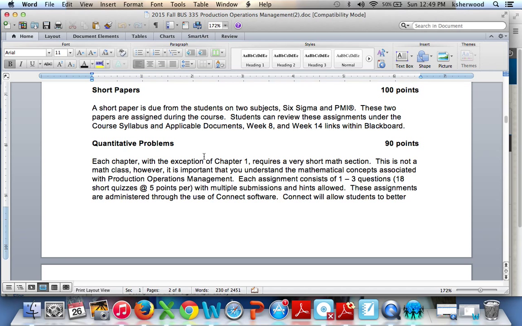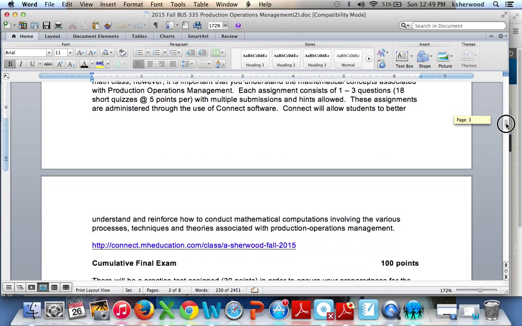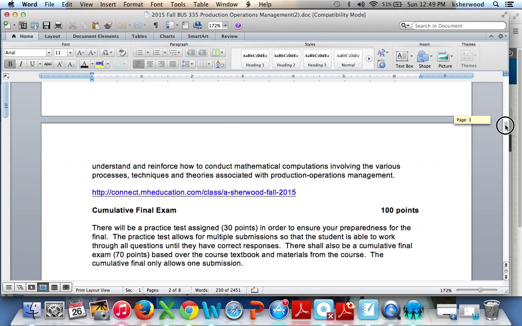It's an easy way to get those 90 points, because as long as you see the right, I mean, you can keep submitting it. So if you get the wrong answer, you can just submit again. So you should be able to easily get those points and just learn the 1 or 2 math functions that are applicable for the class.